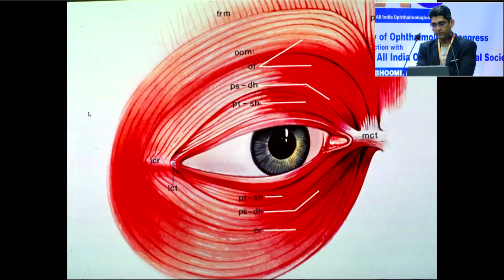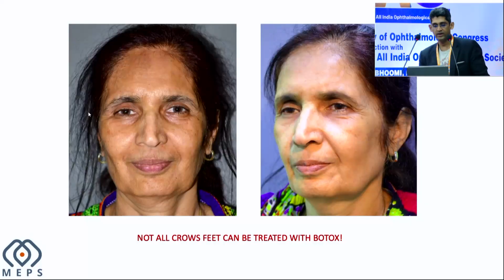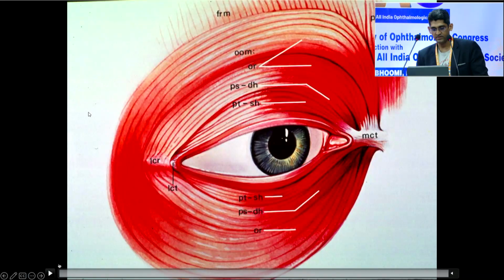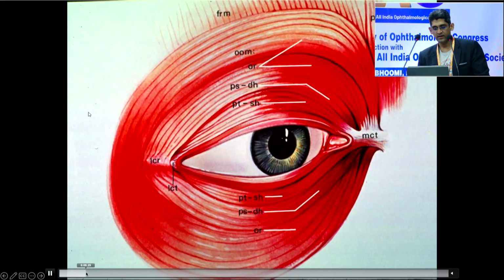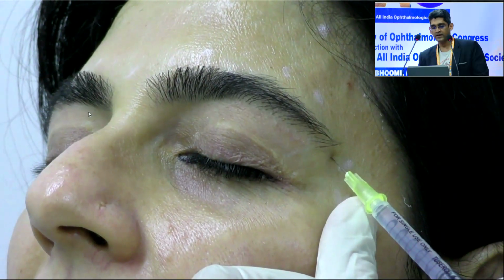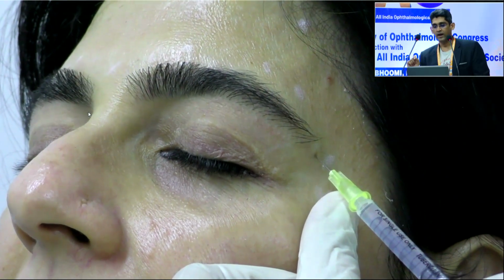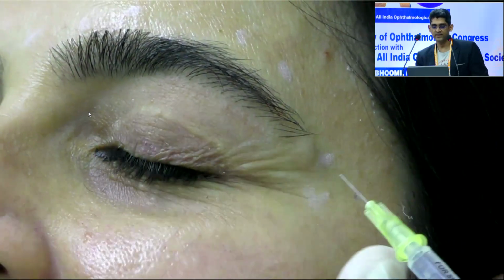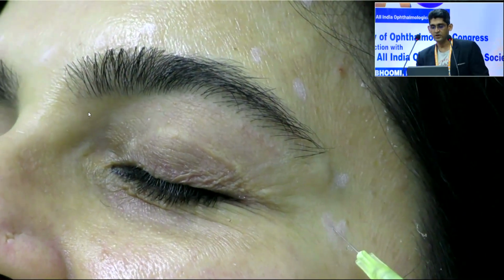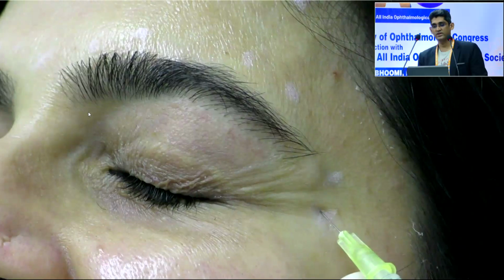Now this is a video which shows how injection can be done in patients for crow's feet as well as eyebrow. As I told, this is the orbicularis muscle. So while injecting the crow's feet, as a beginner you should mark those 3 points. After that, using a 30 gauge needle, because the prick sensation is less, you inject in the crow's feet. Ask the patient to animate so that you know exactly where you are injecting.